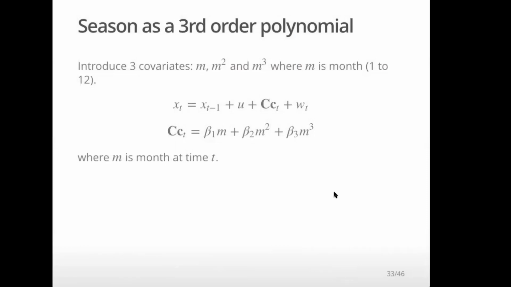So another approach is to use a polynomial. And here I'm going to show a third order polynomial. The way that works is that I introduce these covariates that are the month, which is 1 to 12, month squared, and month cubed. And so now the covariate effect is going to be this polynomial right there. And that's going to work real well to model a lot of pretty generic seasonal effects.